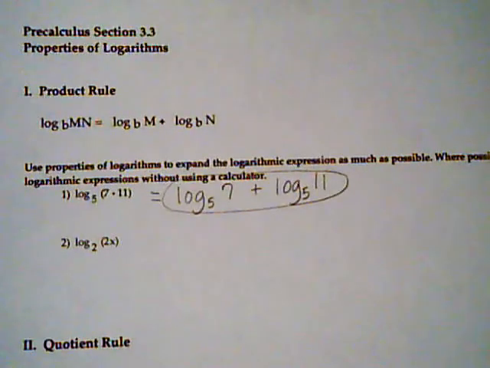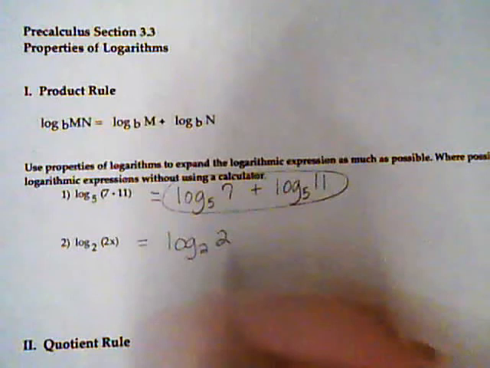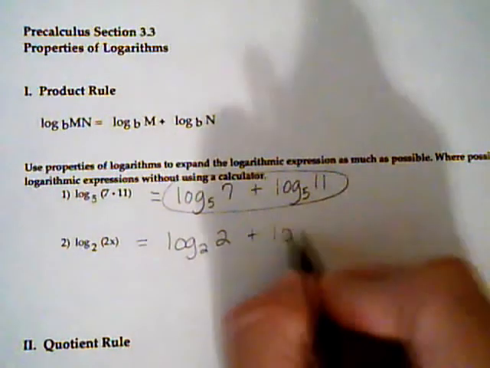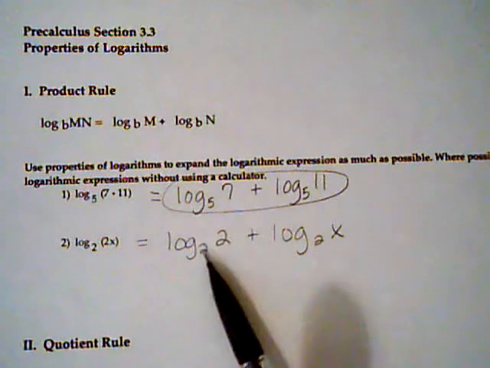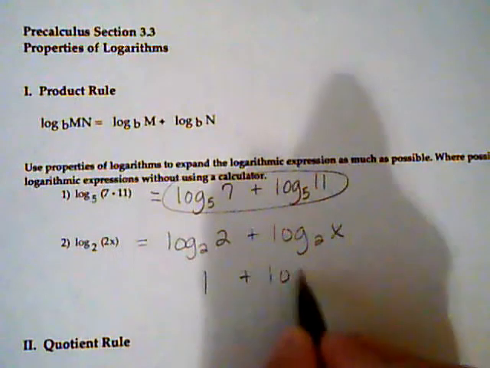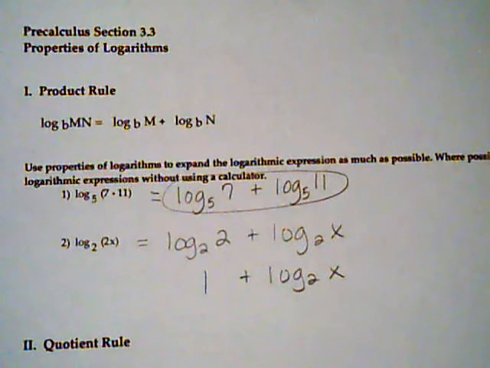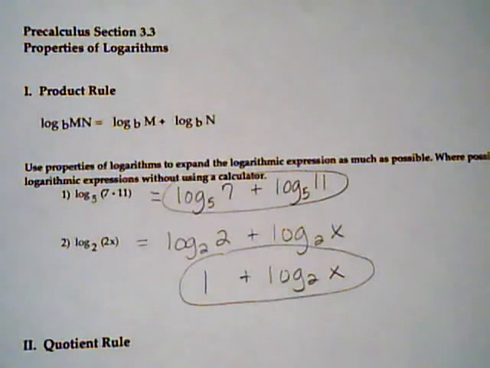Okay, so if I look at number 2, log base 2 of 2 times x, first I would rewrite it as log base 2 of 2 plus log base 2 of x. Okay, I can reduce log base 2 of 2. Remember in the previous section, whenever the base of your logarithmic expression is equal to your argument, this just reduces to 1. So it's 1 plus the log base 2 of x. And then that's as far as you can go with it here. Okay, so this is the product rule. Taking a product, rewriting it as a sum.